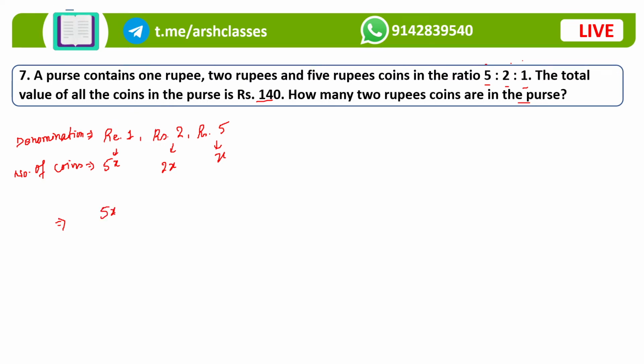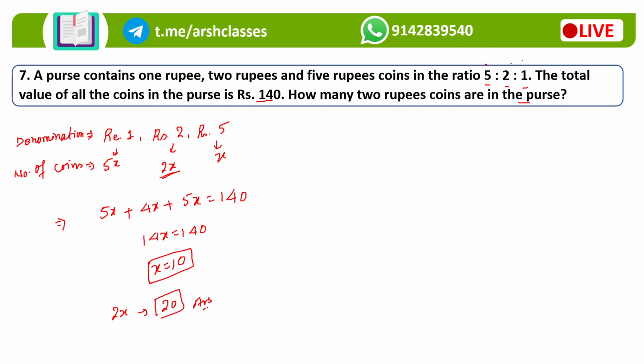So this is 5 times of x into 1, which will give you 5x. 2x into 2 will give you 4 times of x. And x into 5 will give you 5 times of x. And that is equal to the total amount. So total amount is nothing but 140. So from here we got 14 times of x equals 140. Hence we can say that x is equal to 10. Now the question is, how many 2 rupees coins are in the purse? 2 rupees coin is nothing but 2 times of x. So the value of 2 times of x becomes 20. The correct answer will be nothing but 20. Right? Let's move on to the next question.